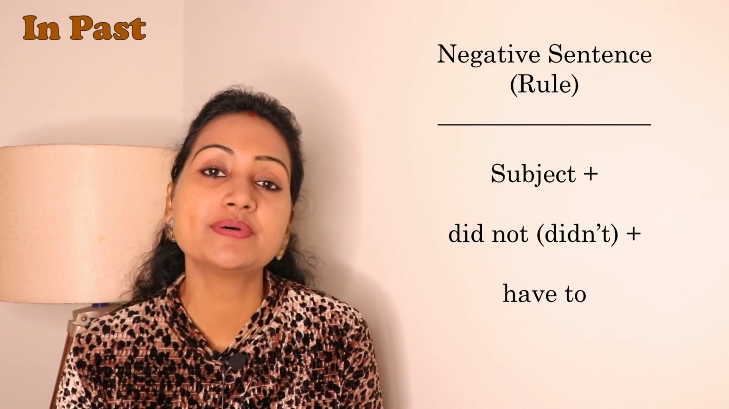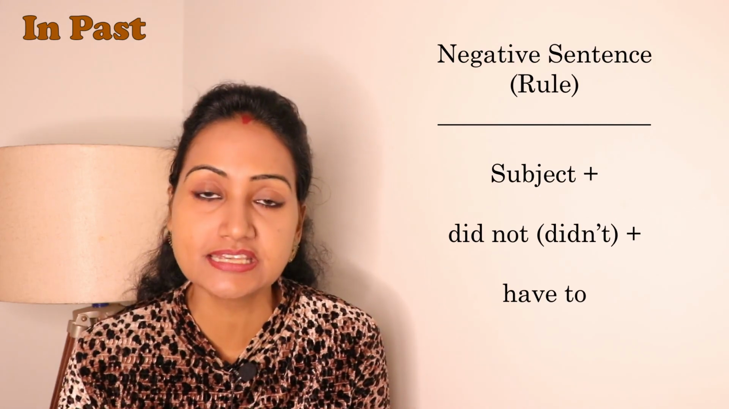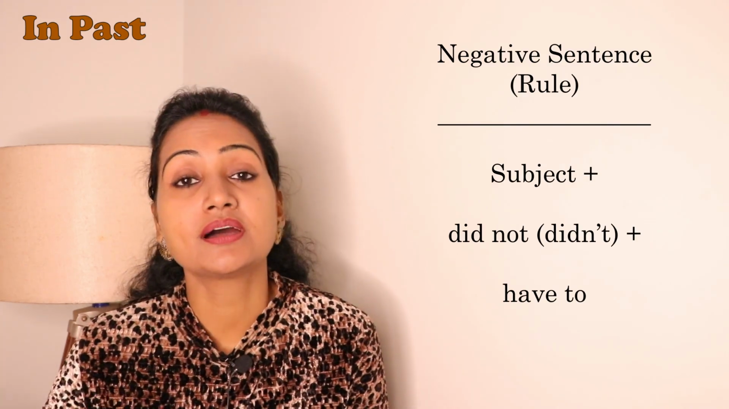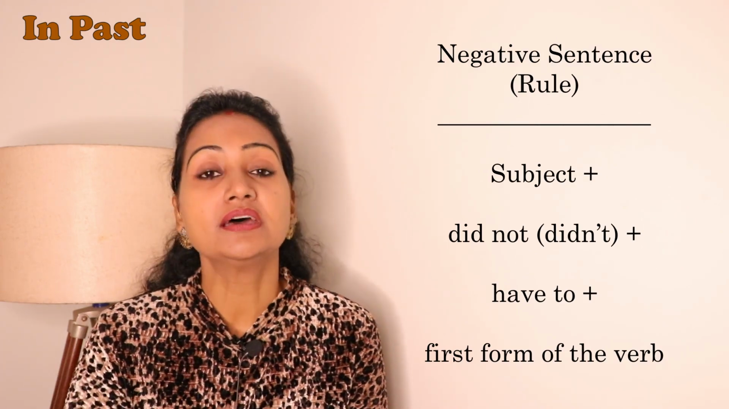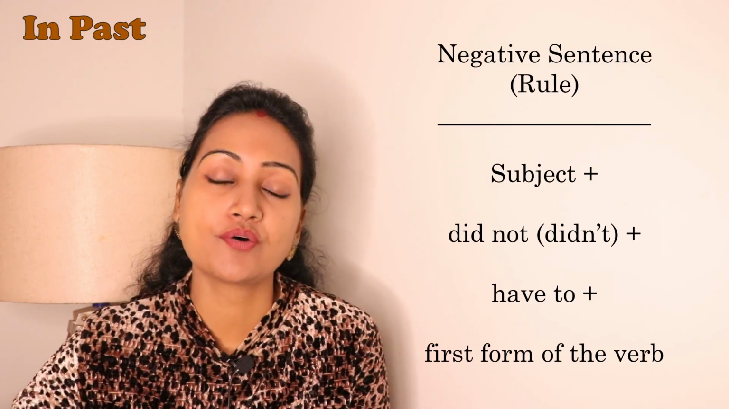Okay, so here the verb is have. That's why we will not use had in a negative sentence. We have to use have. And after have to comes the first form of the verb. So this is the rule. Subject, did not or didn't, have to, and then the first form of the verb.